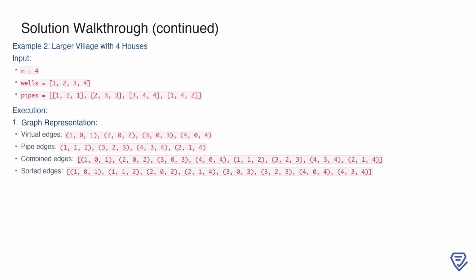Combining these, the graph includes edges [1, 0, 1], [2, 0, 2], [3, 0, 3], [4, 0, 4], [1, 1, 2], [3, 2, 3], [4, 3, 4], [2, 1, 4]. Sorting these edges by cost produces the sequence [1, 0, 1], [1, 1, 2], [2, 0, 2], [2, 1, 4], [3, 0, 3], [3, 2, 3], [4, 0, 4], [4, 3, 4]. With the graph prepared and edges sorted, we're ready to apply Kruskal's algorithm.